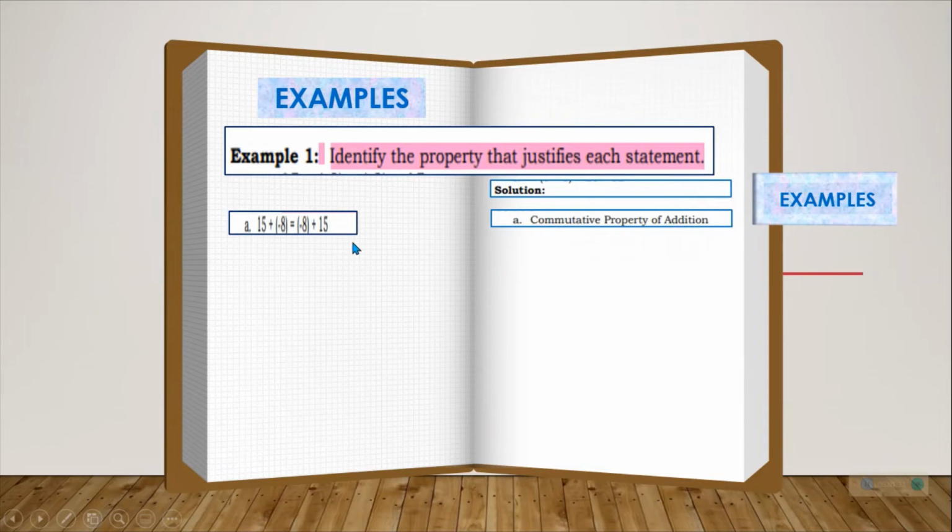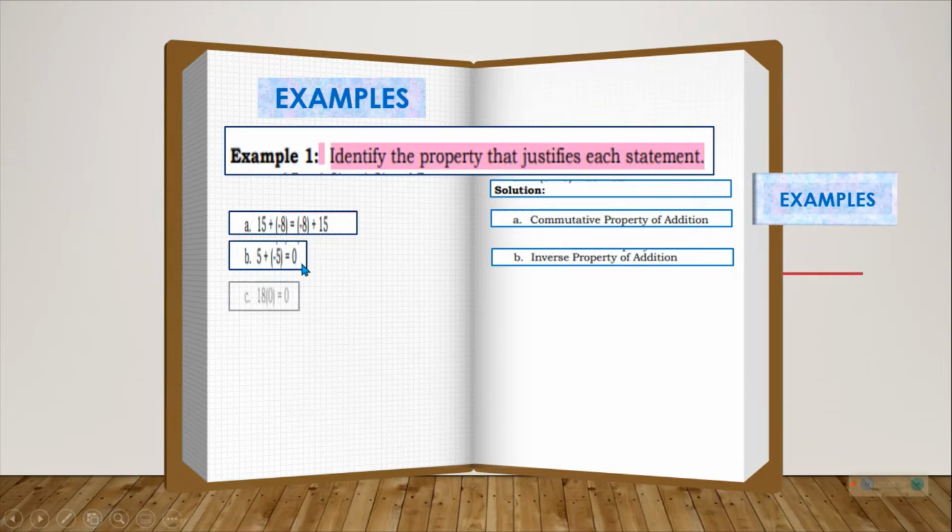So, that is commutative property. Basta posisyon yung pinagpalit, that is commutative property of addition. Pag-addition. Okay. Next, 5 plus negative 5 is equal to 0. So, we apply inverse property of addition. So, in-add siya sa opposite niya. Kung positive, ang i-add sa kanya negative para mag-equal siya ng 0.